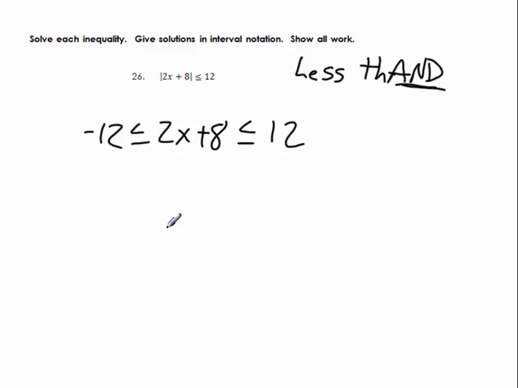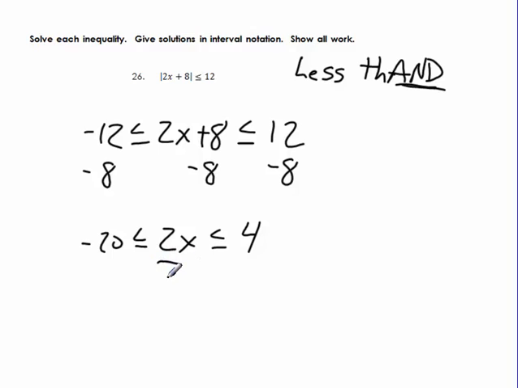And now I want to solve until I have x all by itself in the middle. So here I'm going to take 8 away from both sides, or all three sides actually. So negative 12 minus 8 is negative 20, which is less than or equal to 2x, which is less than or equal to 12 minus 8, which is 4. And now I can divide everybody by 2. Negative 20 divided by 2 is negative 10. Let me make sure that's good. Oh, that one looks terrible.